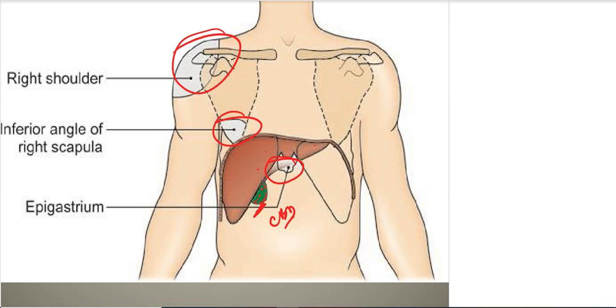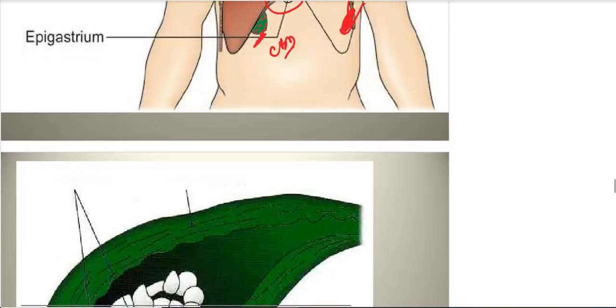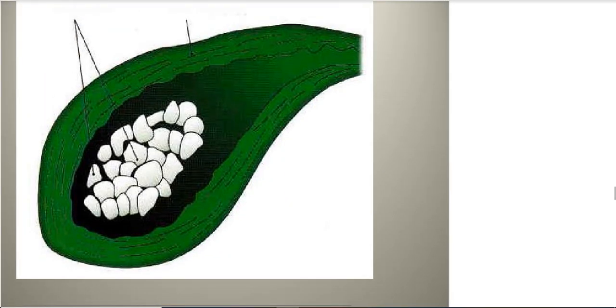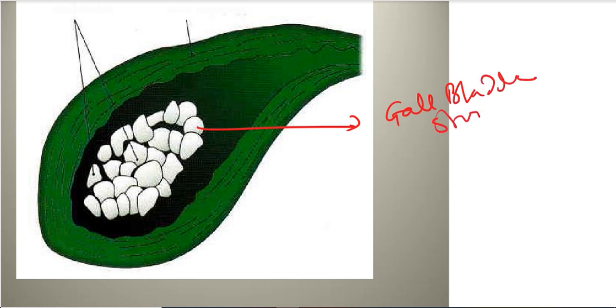Similarly, if any pathology is in the spleen, this is the situation of the spleen. If any pathology is seen in the spleen, then pain can be referred to the left shoulder region. This is a gallbladder stone.